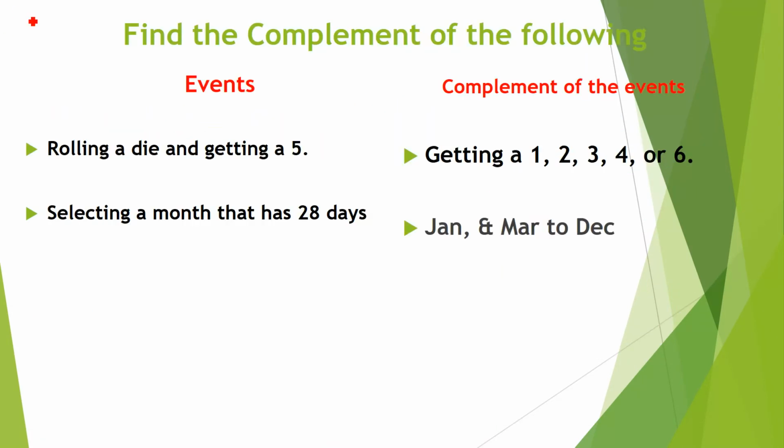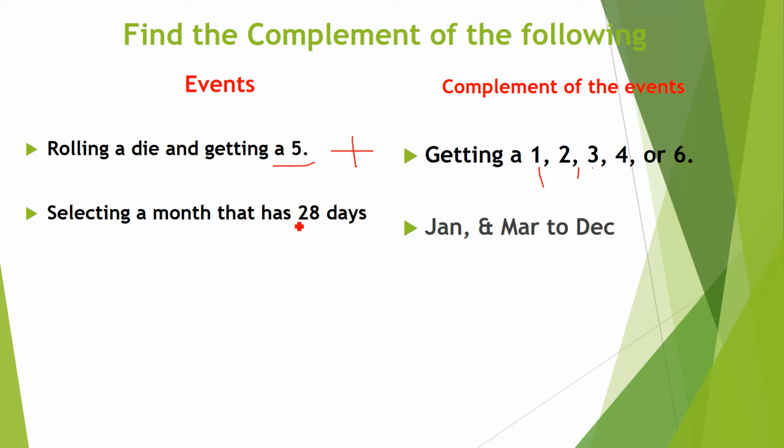Here I have made a few examples. These are the events. If I say rolling a die and getting a 5, this is the event. So what is the complement? All the remaining numbers, 1, 2, 3, 4, 6, except this 5, is the complement. When I add the event and complement, I get 1, 2, 3, 4, 5 and 6, which is the total number of outcomes of a die, and it is called the sample space.